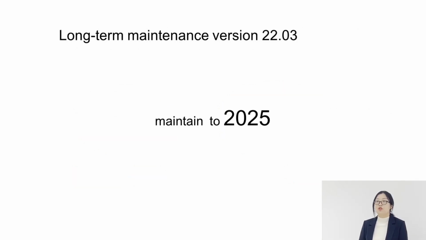Second, long-term maintenance of version 2203. The RISC-V SIG will continue to maintain version 2203 until 2025, aiming to provide users with a relatively stable version.